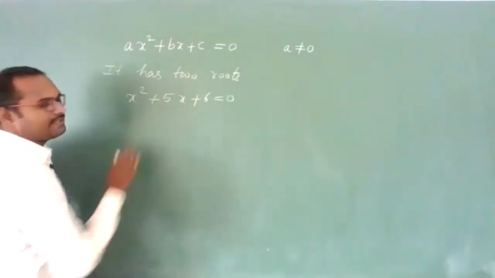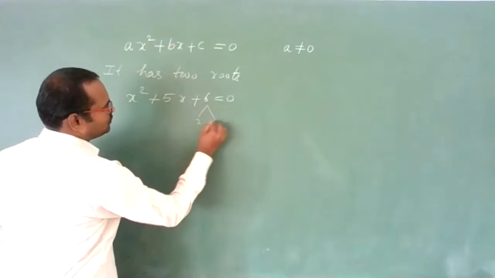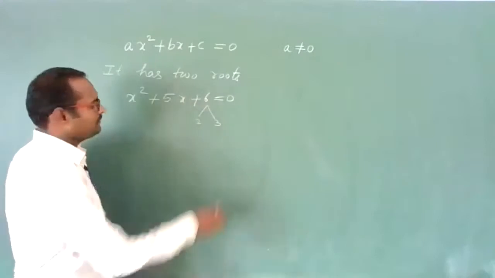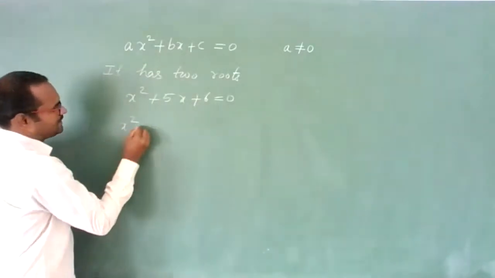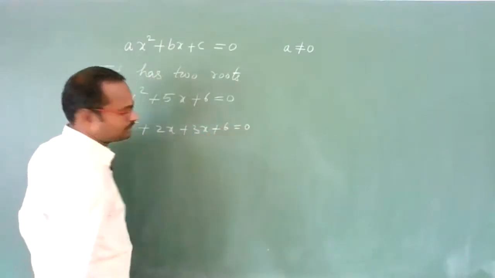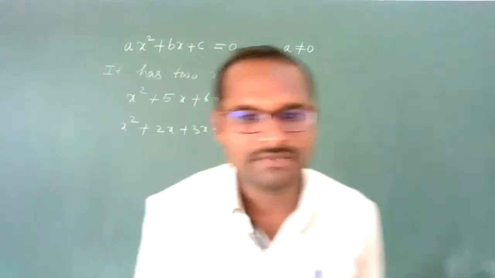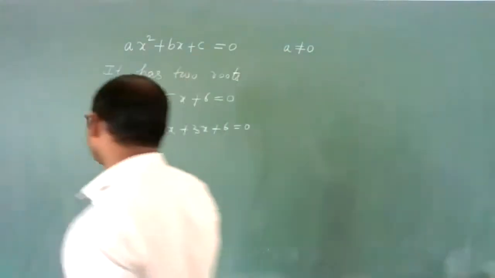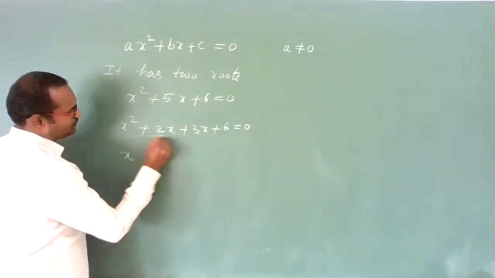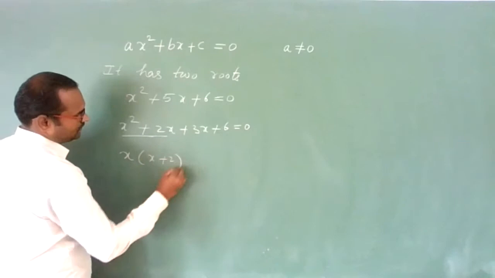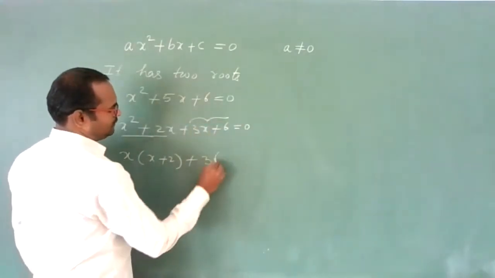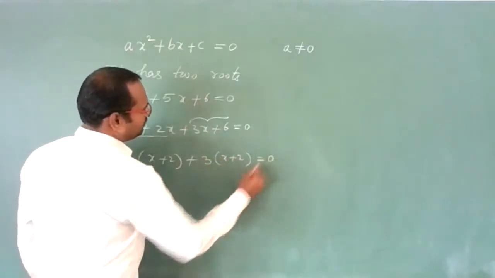We can write this 6 as 2 into 3. 2 times 3 is 6, and if you add 2 and 3, you get 5. That means you can write this equation as x square plus 2x plus 3x plus 6 is equal to 0. If you take x common from the first two, you get x plus 2, and from the last two, you take 3 common and you get x plus 2 again, equal to 0.